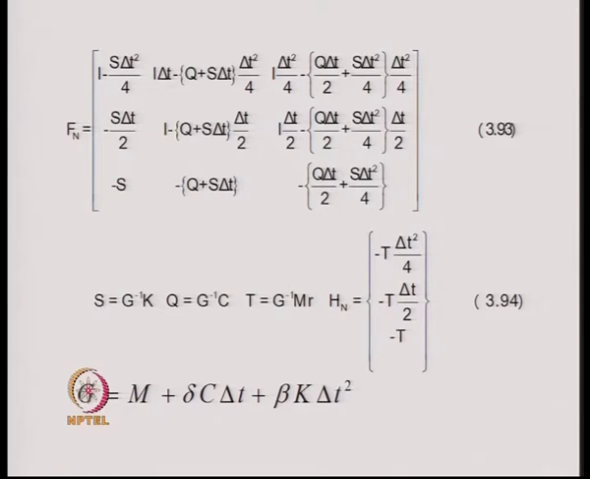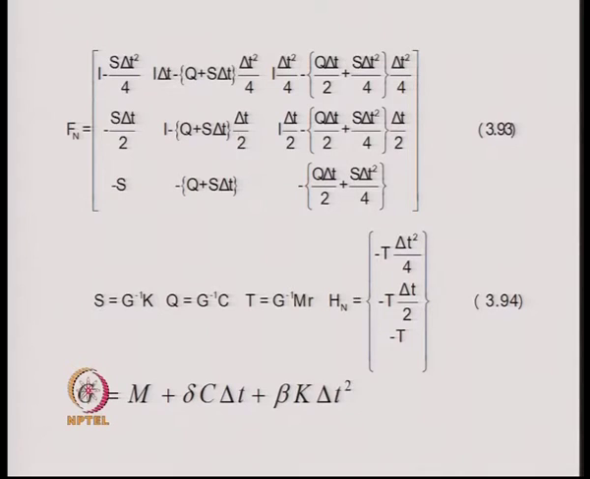Then there is a T matrix which also appears in the Fn matrix, and the T matrix is given by G inverse M into R, where R is the influence coefficient matrix. The Hn matrix is given by equation 3.94, that is minus T into delta T square by 4, then minus T into delta T by 2 and minus T.